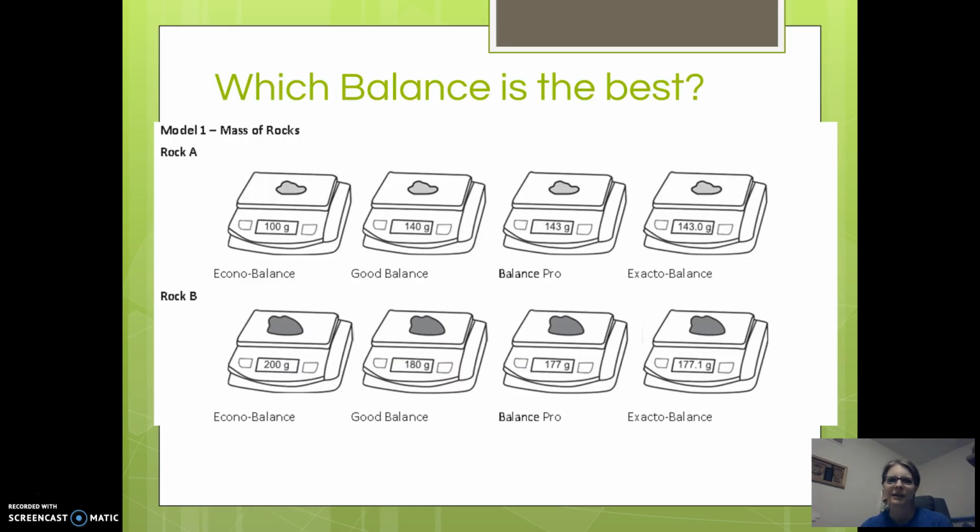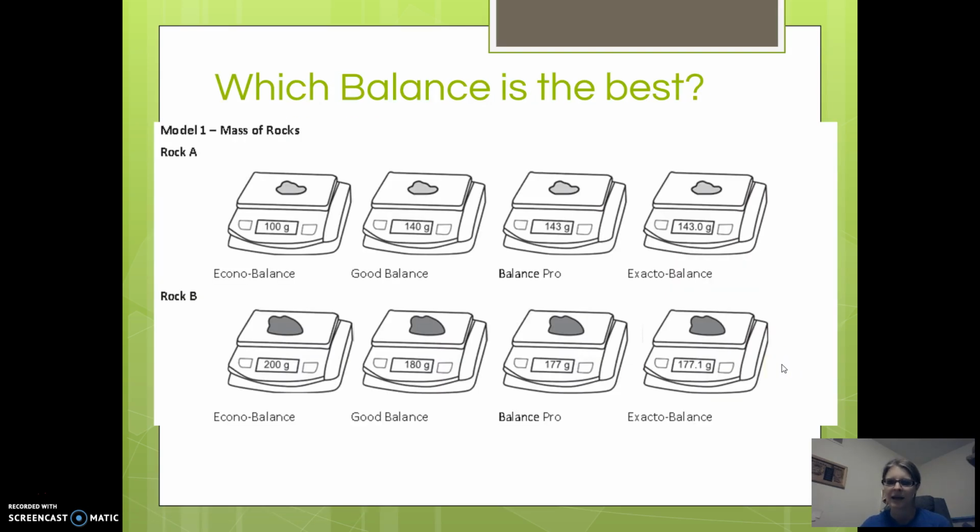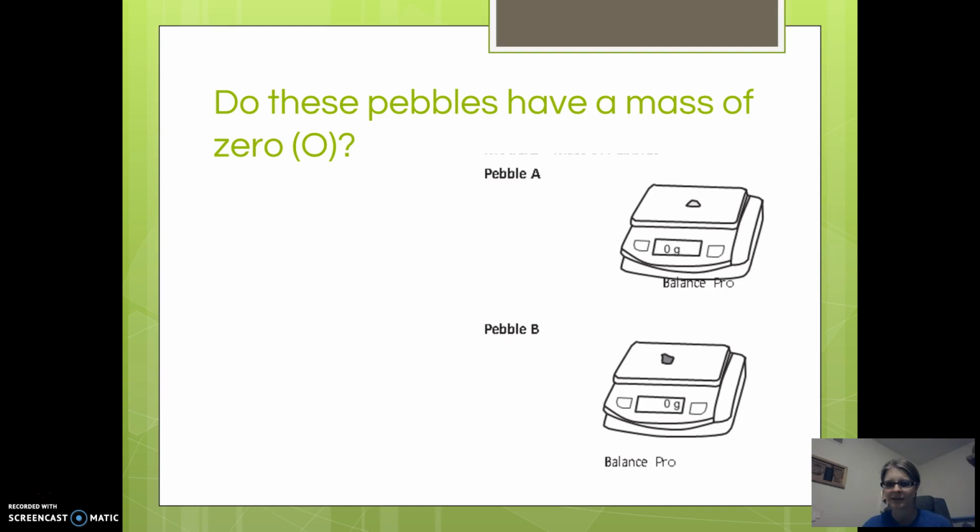So taking a look at these balances, you can see that the econo balance on the far left side has really only what would be called one Sig Fig. You know, the 1 or the 2, but not much else past that. The best balance you might see on the far right, this exacto balance, is much more exact, or the better word to say would be precise. Precision tells you how many decimal places you can have, or how many significant figures technically you have. So the best balance, by looking at precision, would be the one on the far right.